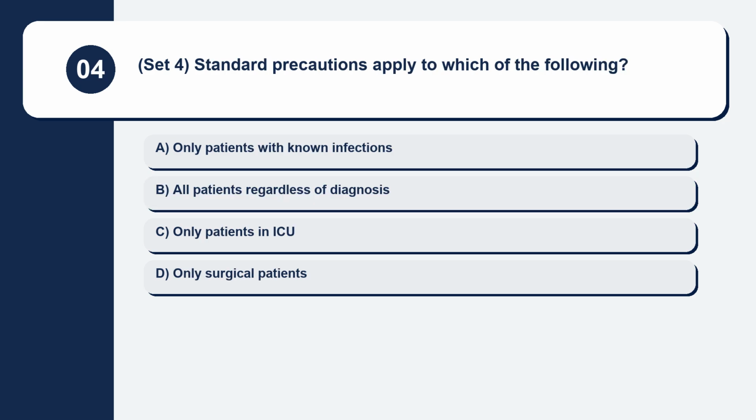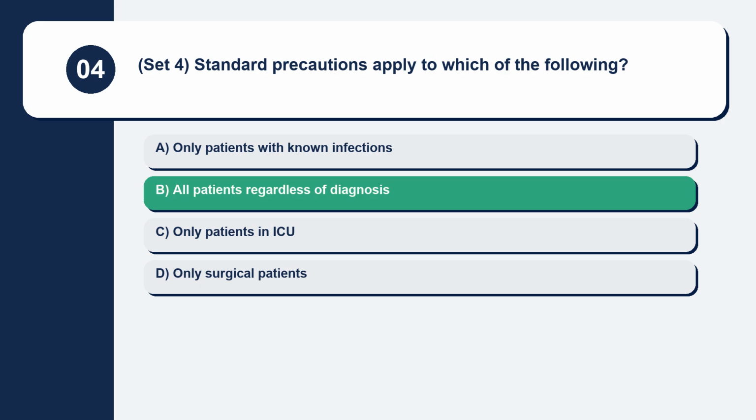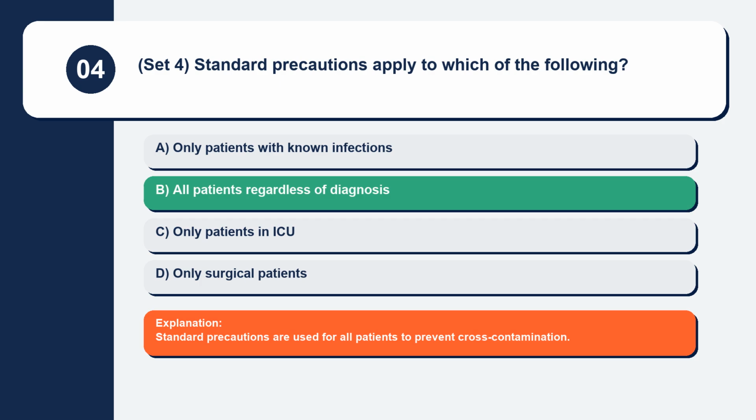Question 4. Set 4. Standard precautions apply to which of the following? Only patients with known infections. All patients regardless of diagnosis. Only patients in ICU. Only surgical patients. Standard precautions are used for all patients to prevent cross-contamination.